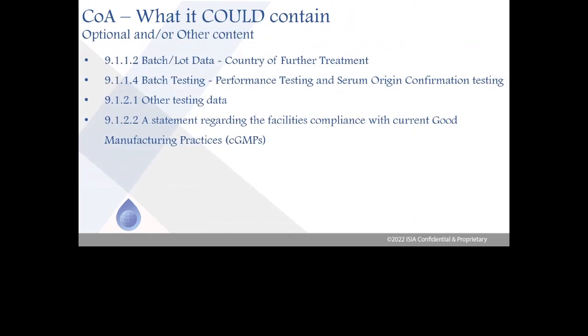So, what else could a C of A contain? There is a lot of additional information that a producer can choose to put on their C of A. This can be anything from country of origin, additional treatments of the serum, such as heat inactivation or gamma radiation, to performance testing and serum origin confirmation testing, to additional batch testing data, or even a statement regarding the facility where the serum was processed being compliant with current good manufacturing practices.